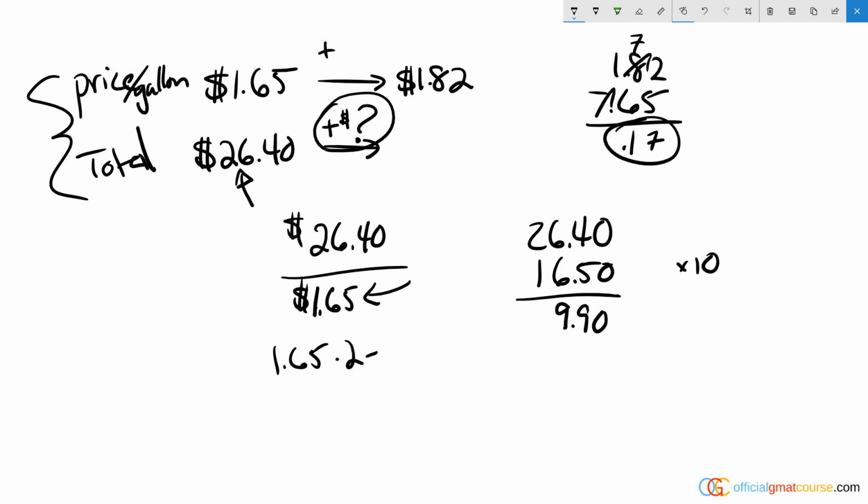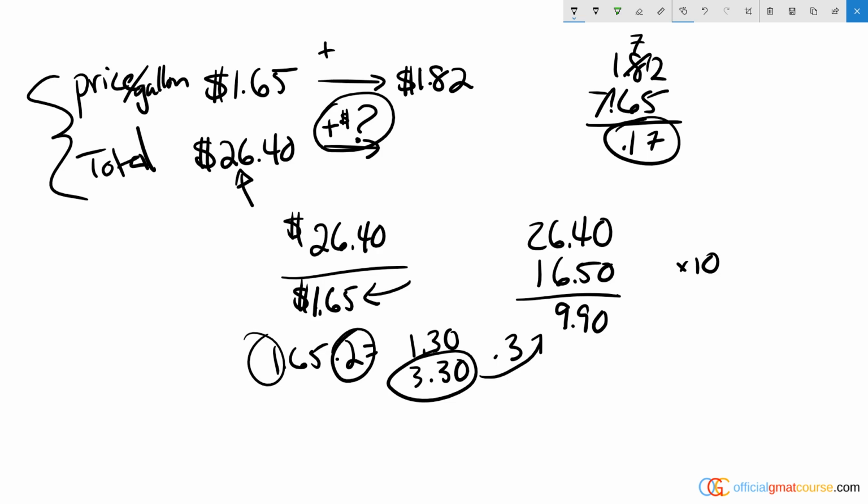If I multiply $1.65 by 2, I'll get rid of that 5 on the end. 65 times 2 is 1.30, and then the dollar times 2 gives me $3.30 when I add that all up. So it's $3.30 for every 2 gallons. How many times does that go into 9.90? It goes in exactly 3 times. So this is 3 times 2 gallons, because that's how much this represents, which is another 6 gallons. So that gives me 16 gallons total.